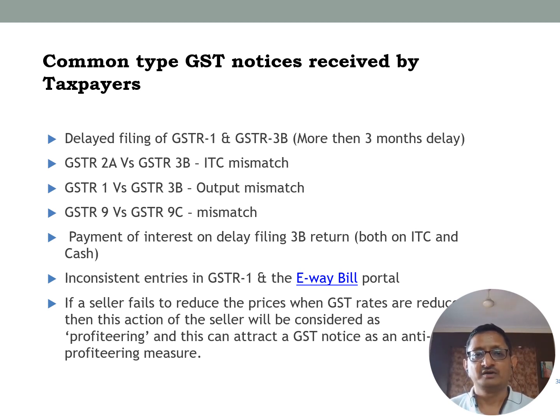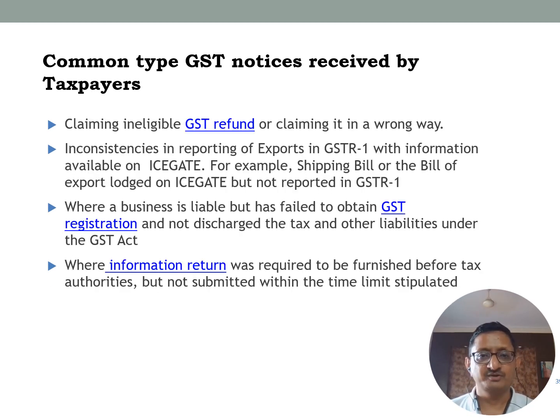Common notices are: delay in filing of GSTR-1 and 3B, GSTR-2A and 3B mismatch, GSTR-1 and 3B mismatch, output tax mismatch, GSTR-9 and 9C mismatch, delayed payment of interest in the 3B return both in ITC and cash, inconsistency in filing GSTR-1 and 3B, and inconsistency between GSTR-1 and the e-waybill portal. So these are some common areas where GST notices are issued.